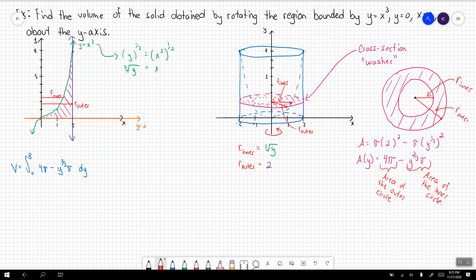All we have to do now is integrate. So running through this whole integration, we have pi as a constant. So pi can be factored straight out of the integral, and we have 4 minus y to the power of 2/3 that we then need to integrate with respect to dy.